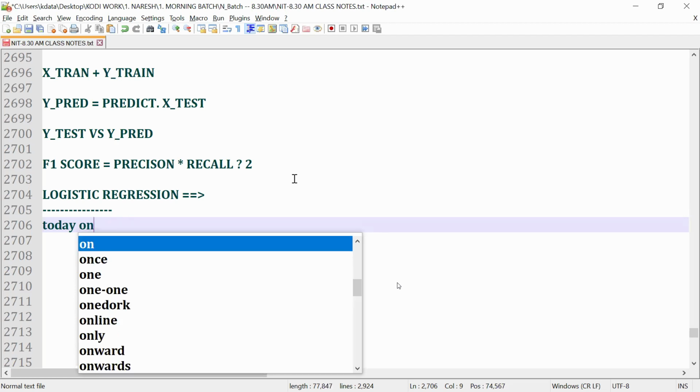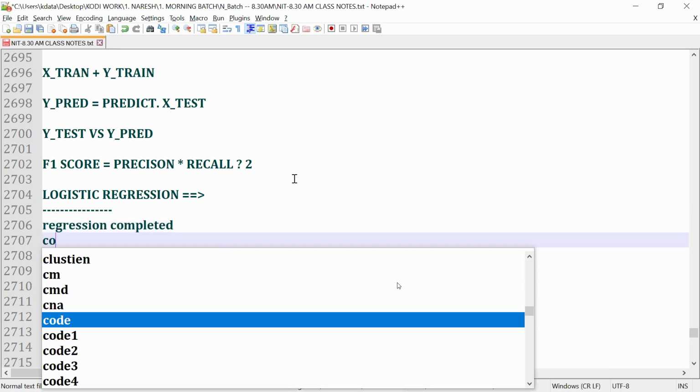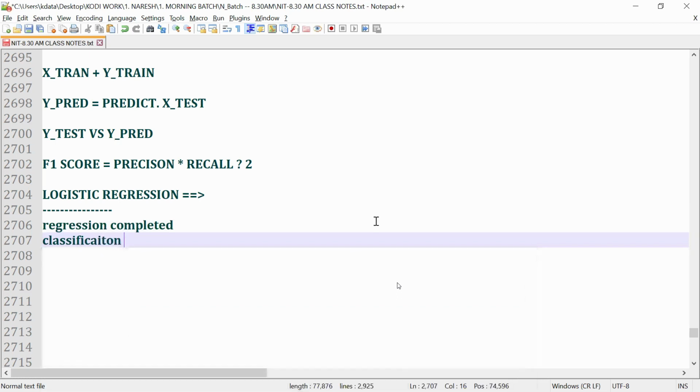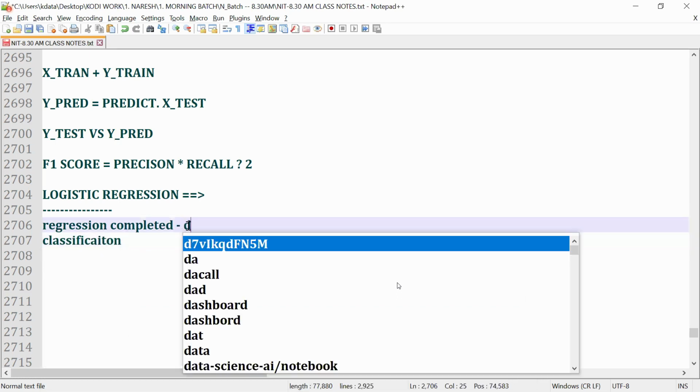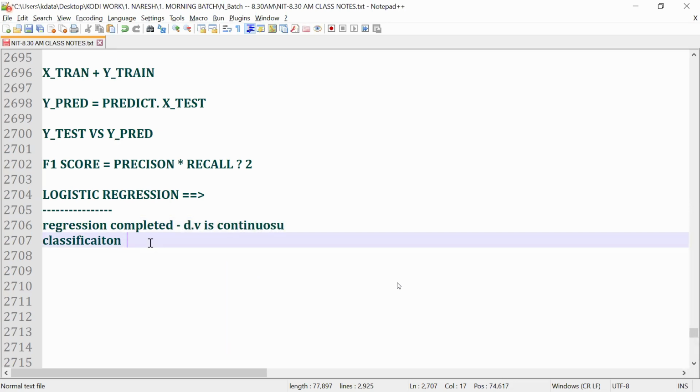So regression is completed. Now we'll introduce classification. What is the difference between both? In regression the dependent variable is continuous. From now onwards, you see the dependent variable is binary. The probability of ticket confirmation, yes or no. Positive review or negative review, yes or no. The food is tasty or not tasty, yes or no.